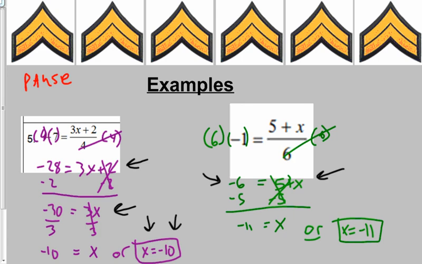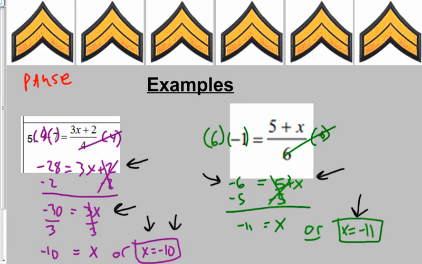And since it's a positive 5, to get that x by itself, we're going to subtract the 5. And you can subtract 5 on both sides. And then we're done. We're left with just x on one side. So the x is all by itself. Negative 6 minus 5 is negative 11. And we have x equals negative 11.